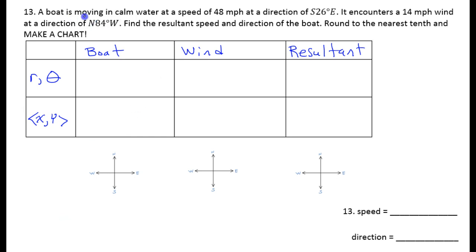So let's see. The boat is moving in calm water at a speed of 48 miles per hour. Well, that's the magnitude right there. So let's go ahead and write that down. 48 miles per hour. Okay. Now for the direction. They gave us the direction as south 26 degrees east.